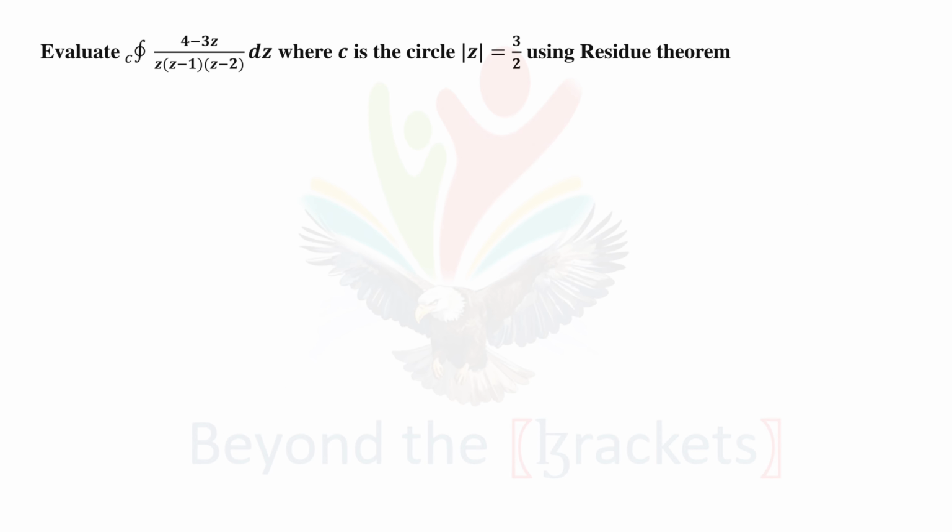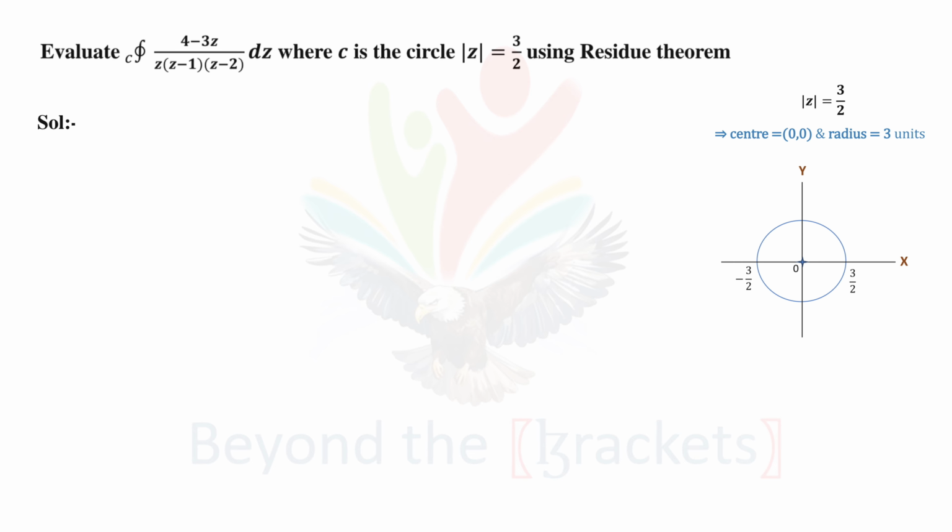For the next question, we are given the integral where C is the circle, modulus of z is equal to 3 by 2. Comparing this with the standard form, we have a circle centered at the origin with radius 3 by 2. Here f of z is given as 4 minus 3z by z into (z minus 1) into (z minus 2). To find the poles, equate the denominator to 0. So we get z is equal to 0, 1 and 2, which are poles of order 1 or simple poles.